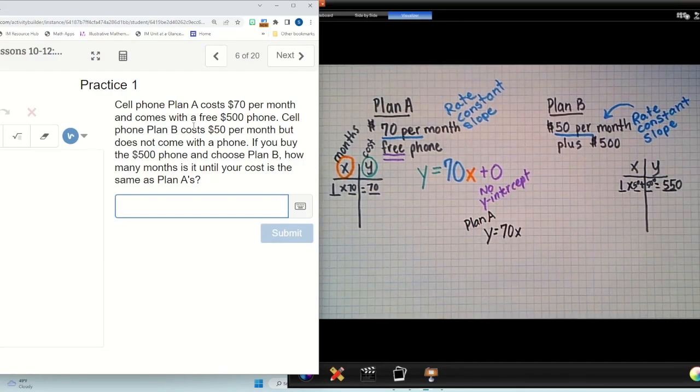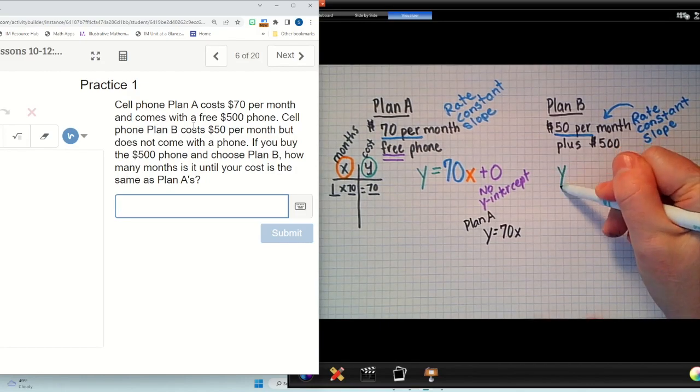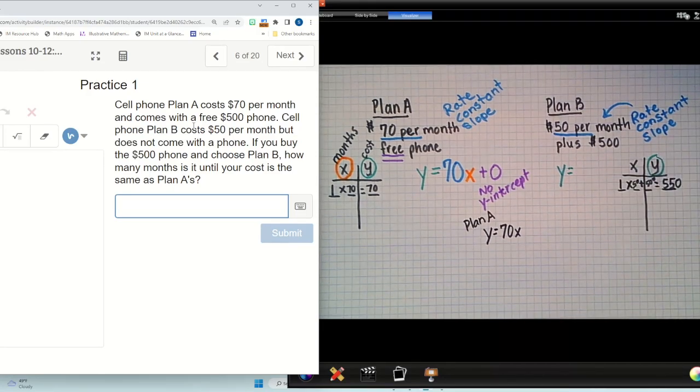All right, plan B is a little bit different. We'll use the same colors. My y is my total cost. That's what I'm trying to figure out. And I know my slope is 50.